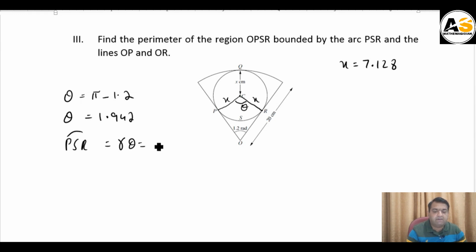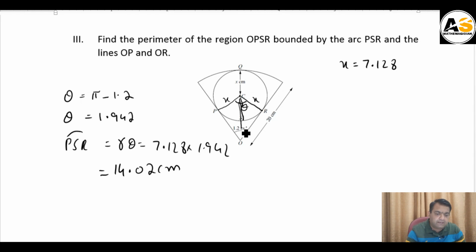R is 7.128 and theta is 1.942. So this arc length PSR will be equal to 14.02 centimeter. I have calculated this distance. Student, now I have to find this distance. This x is known, right?